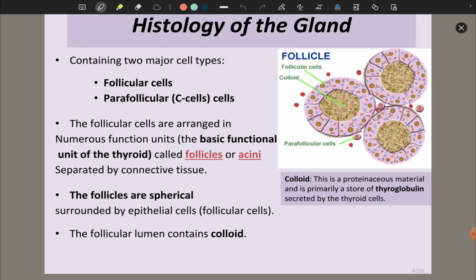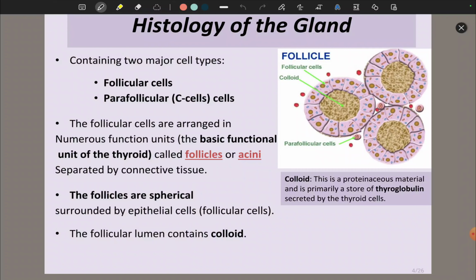So we have follicles formed from follicular cells, and we have another type of cell in the thyroid gland, which is parafollicular cells. Follicular cells secrete thyroid hormone, T3 and T4. And what about parafollicular cells? Why are they called para? Because they are in between the follicles.